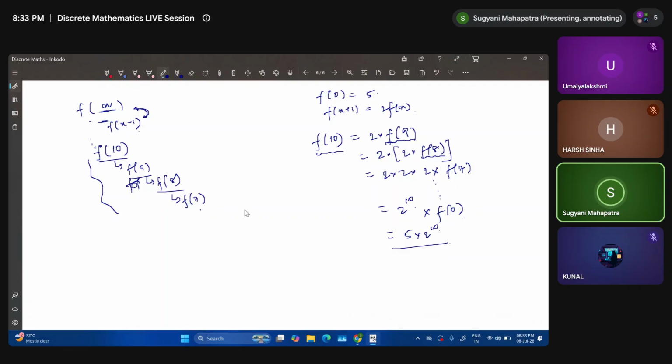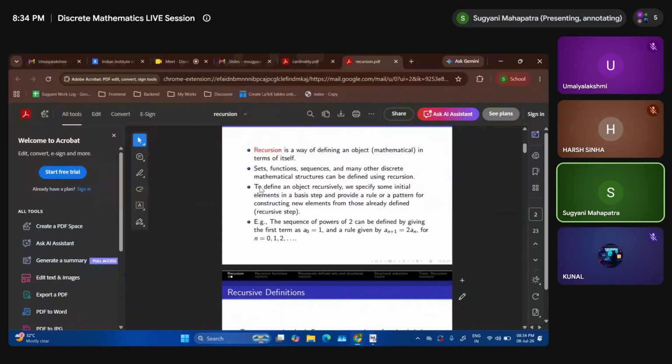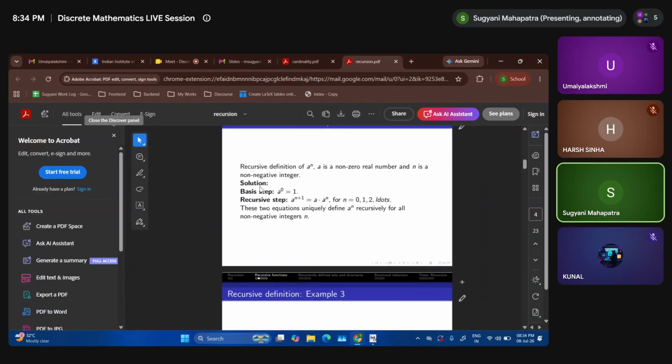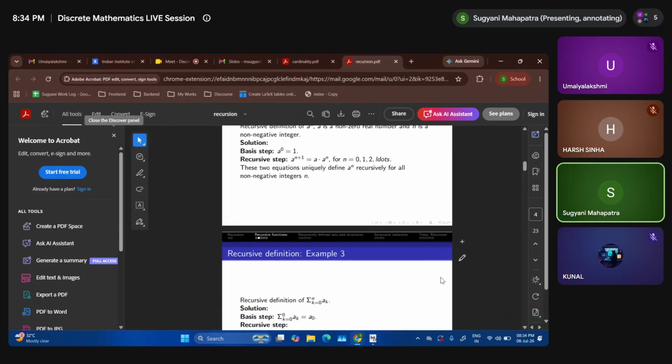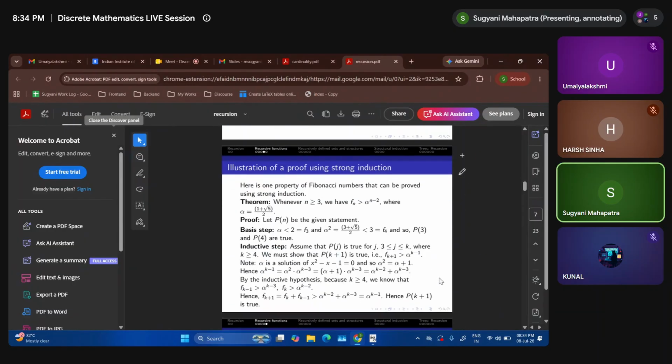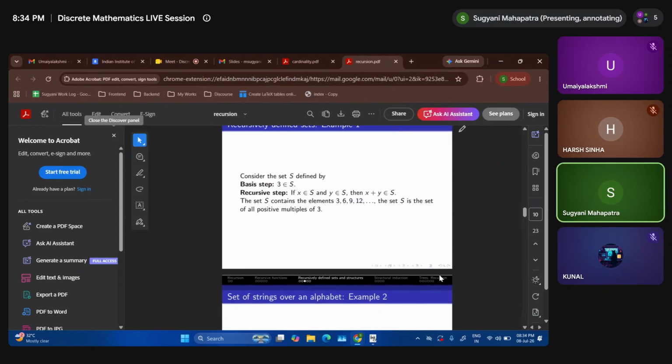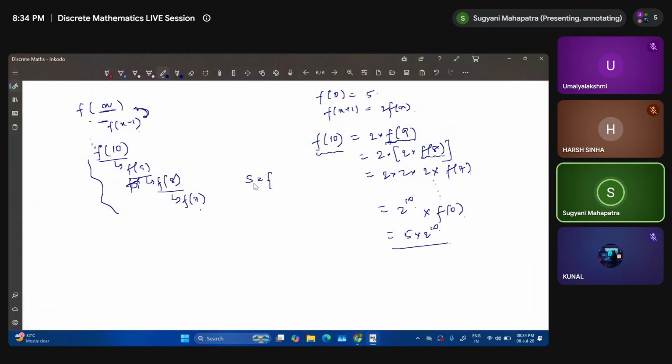Okay. Now coming to sets. For sets also you can define similarly. Let's see an example. Let's say I'm claiming that 3 is an element of the set S. Then I'm claiming if x is an element of the set and y is an element of the set, then x plus y is also an element of the set. Then can you find out what the set will look like?